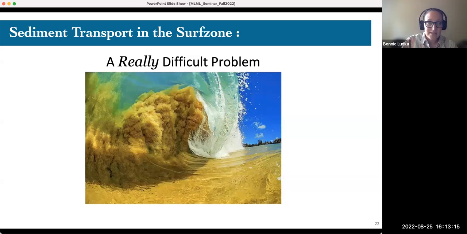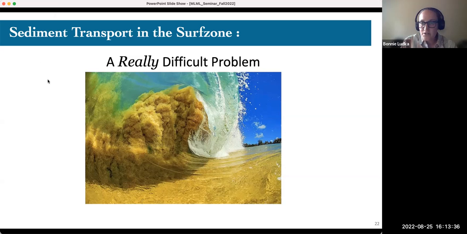which means I have great job security. This is a situation where you have grains of many different shapes and sizes, and they're being moved around by waves that are nonlinear and random and turbulent. So this is a pretty difficult task.